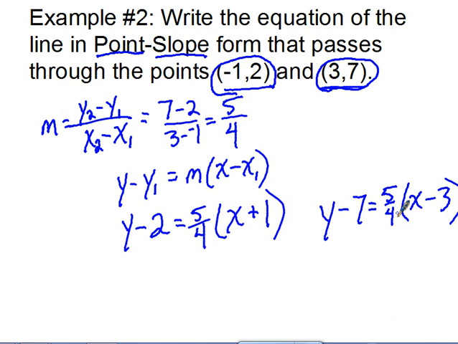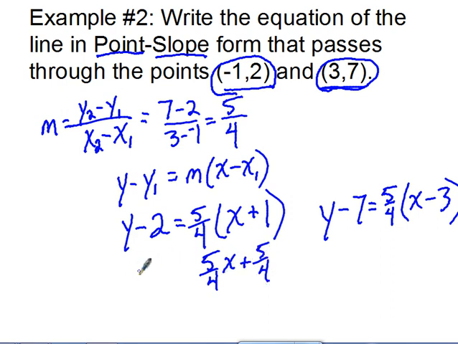This is one of the shortcomings of point-slope form, that there are several different ways to express the same equation in point-slope form, and they all look different. But just to demonstrate that these two are both the same equation, I'm going to solve them and put them both into slope-intercept form. And we'll see that they come out to be the exact same equation. If I solve both of these equations for y, I'm going to simplify 5/4 times x plus 1 as 5/4 x plus 5/4.